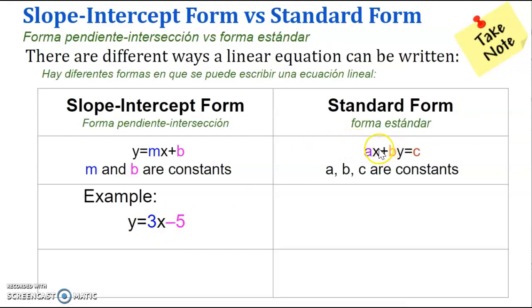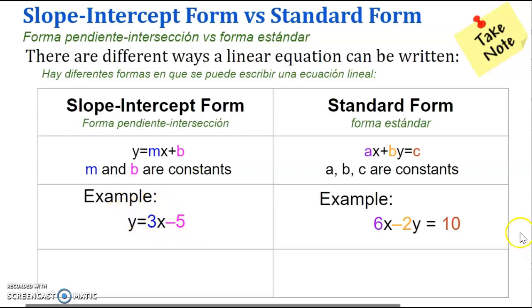In contrast, what is the standard form? It's always going to be ax plus by is equal to c, where a, b, and c are constants too. That means they're just some numbers, with the variables x and y put in this way. So for example, when you see 6x minus 2y is equal to 10, then you know that this is an equation of a straight line. And so a straight line could be represented this way, or a straight line could be represented this way.